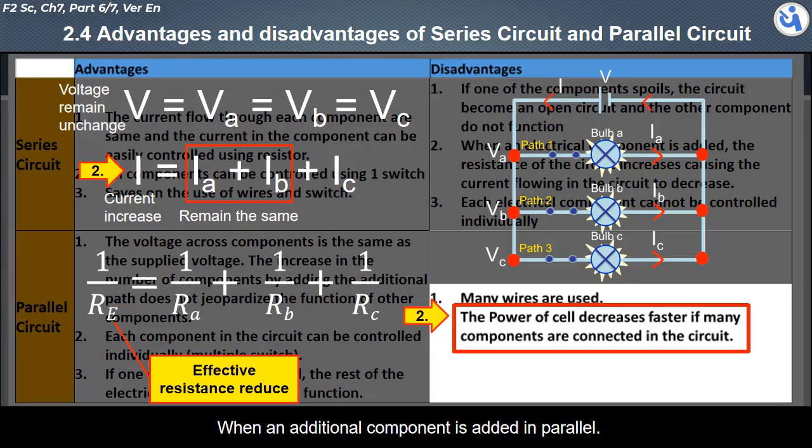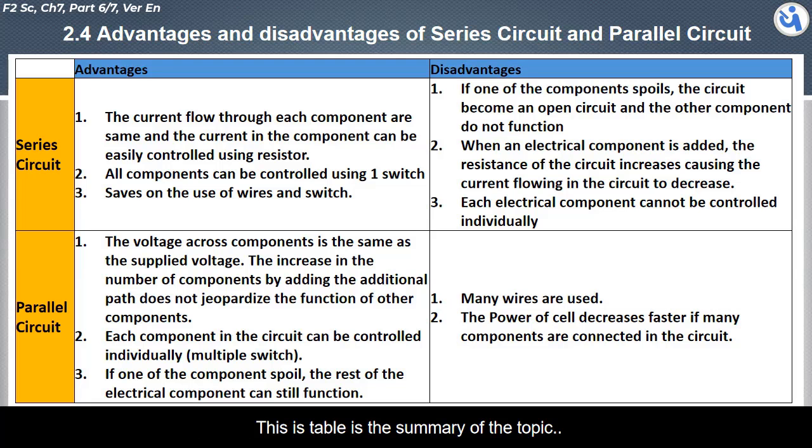When an additional component is added in parallel, the effective resistance of the circuit reduces, and more current will be withdrawn from the voltage source. When more current is used, more power will be consumed. This table is the summary of the topic.